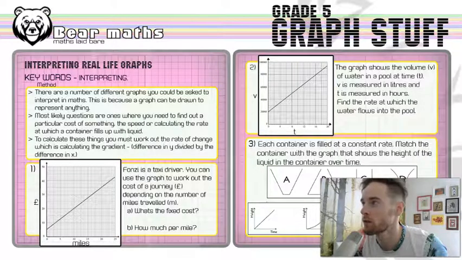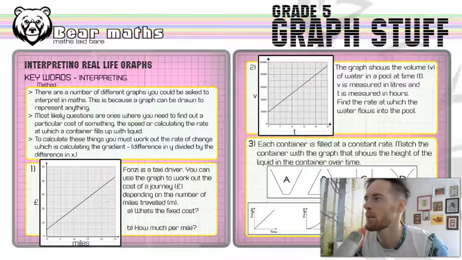This video is on interpreting real life graphs. The keyword here is interpreting, and that just means understanding or making sense of. The method I've got for you states that there are a number of different graphs you could be asked to interpret in the world of maths. That's because graphs can be drawn about anything.